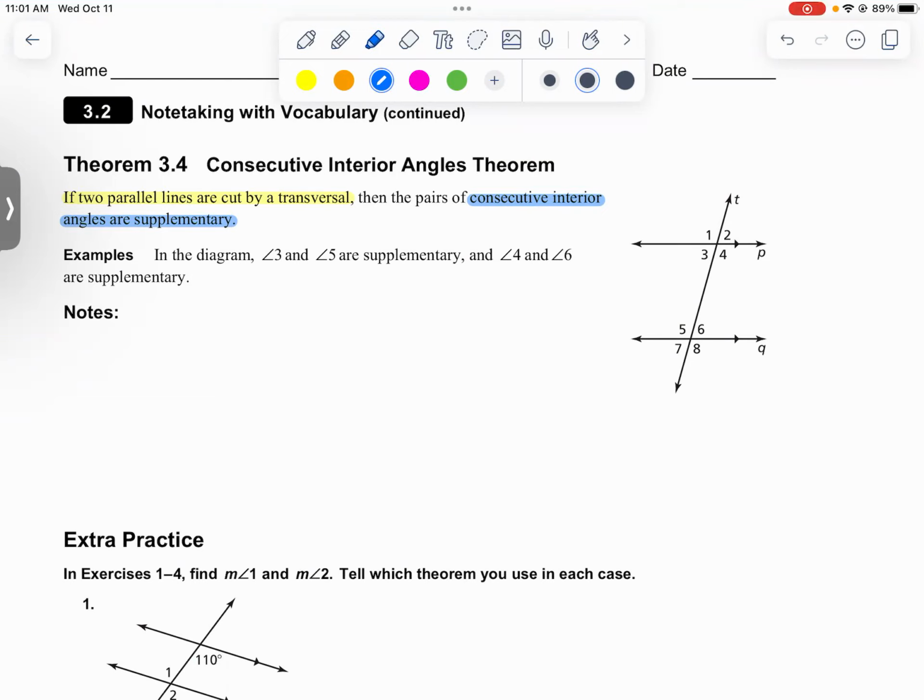3 and 4 are supplementary because they're a linear pair, right? 4 and 5 are alternate interior angles. They have the same measure. Okay, so we can talk about how 3 and 5 are now supplementary. Okay, so consecutive interior angles like 3 and 5, those are supplementary. 4 and 6, those are supplementary. As long as we have parallel lines, these properties will hold. So while keeping your student journal open, turn in your math folder to page 2.